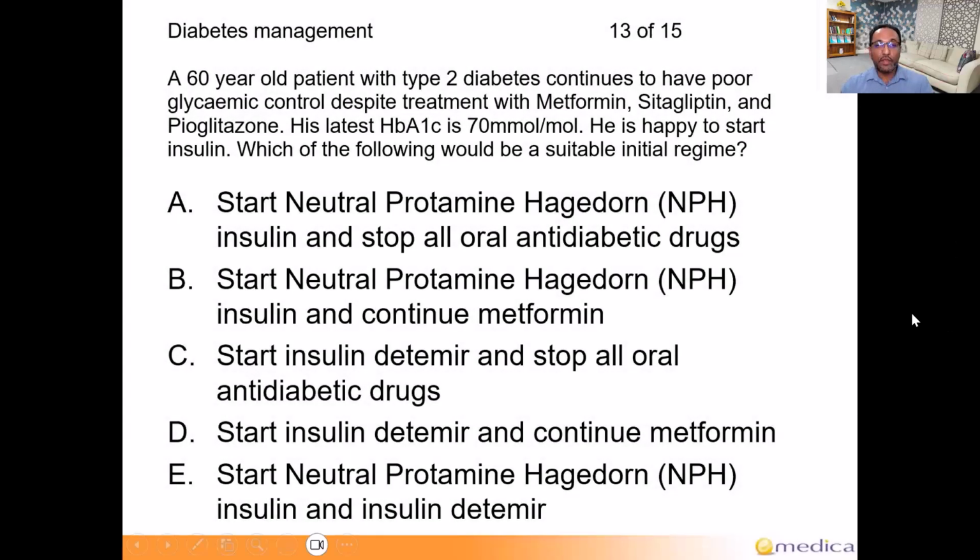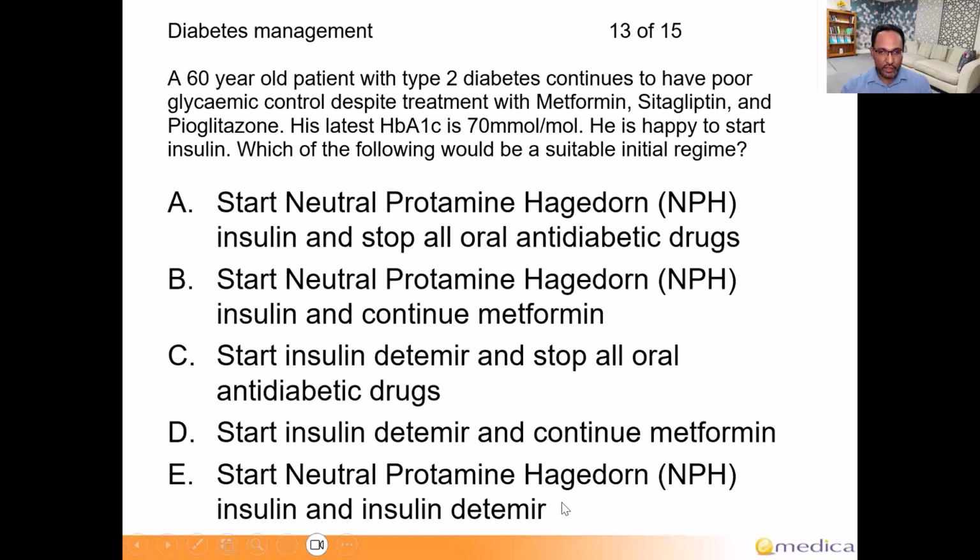Okay, question number 13. So we've got someone with poorly controlled diabetes. Look, HbA1c is 70, way above target. All right. If someone's on multiple drugs, what's the target? What do we want it to be? Generally, 53 is the target. Once it goes above 58, you want to move to the next stage. So they're well above target, and they're well above the level where we would move up a step, okay? Because they're at 70.